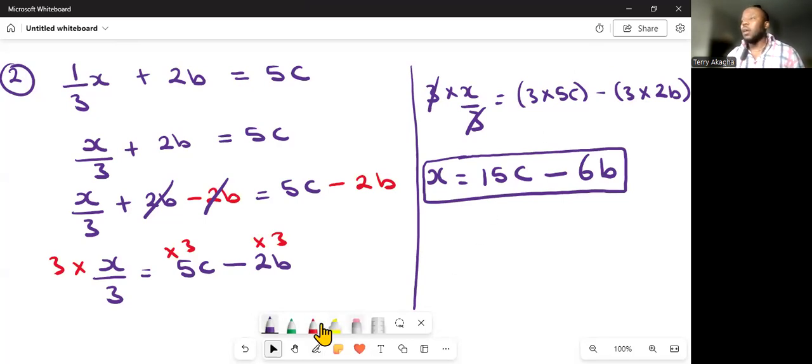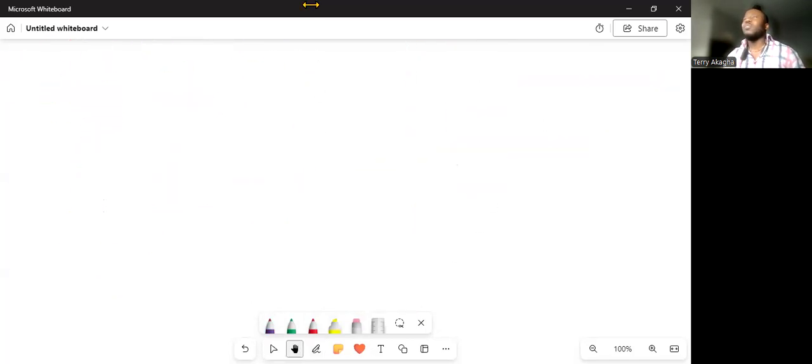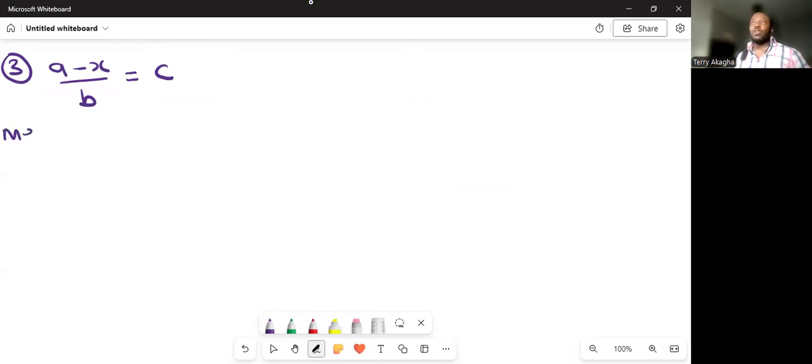All right, let me add 2 more examples, okay? Please go back to the worksheet. There's a lot of examples you can play around with. So let's assume we have number 3. We have a minus x divided by b is equal to what? C, all right? The same thing, you can either use cross multiplication or you multiply both sides. So I'm going to do both of them, okay?